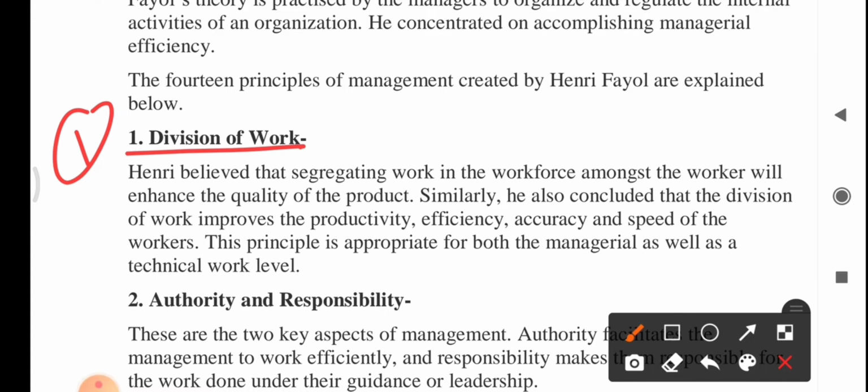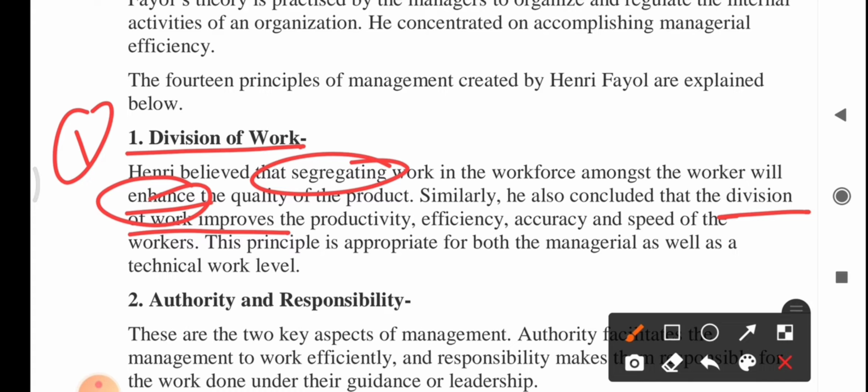Henry believed that segregating work in the workforce amongst the workers will enhance the quality of the product. It enhances, meaning it develops the quality of the product. Similarly, he also concluded that division of work improves productivity. Suppose you are at home doing some work alone, you may feel bored, you may feel monotonous, but if somebody is helping you out, you may do the work faster and you will enjoy doing it.